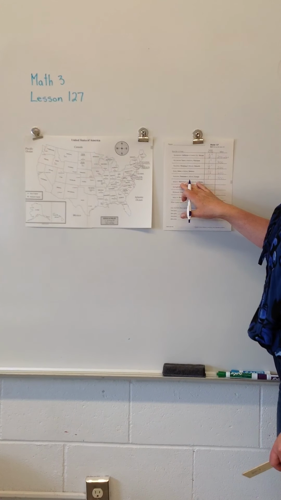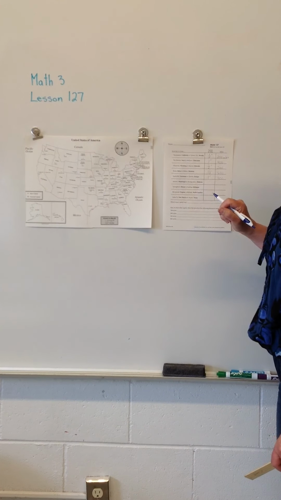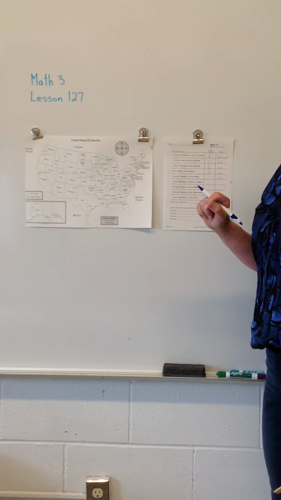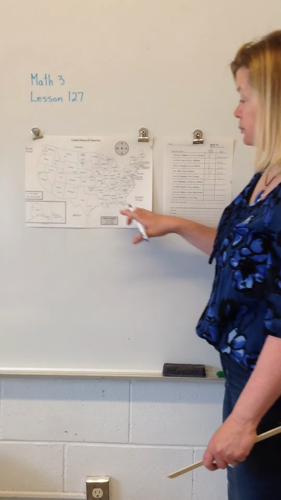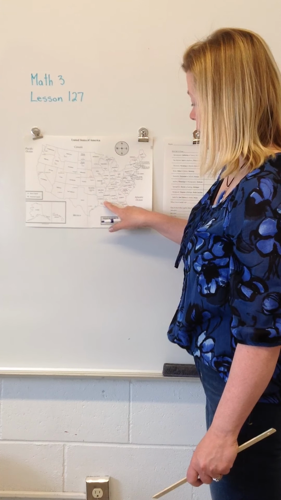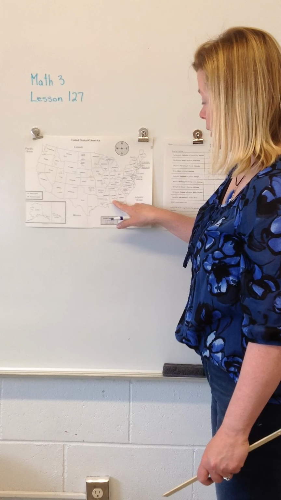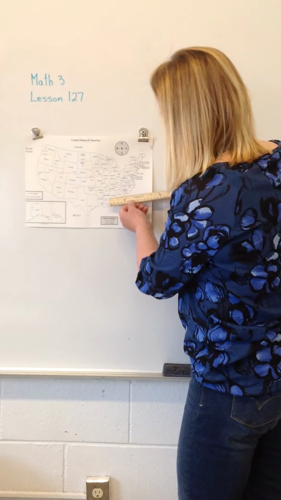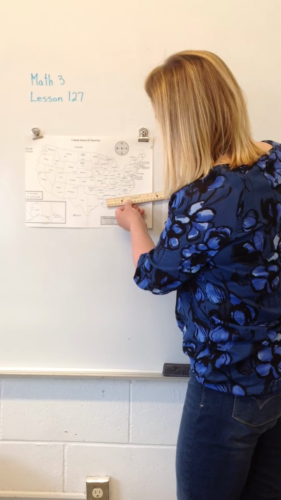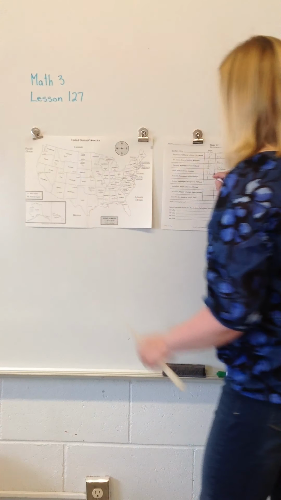Okay, Jackson, Mississippi and Montgomery, Alabama. They are in the south. Here's Jackson and here's Montgomery. So let's see how far apart they are. That's another 1 inch.